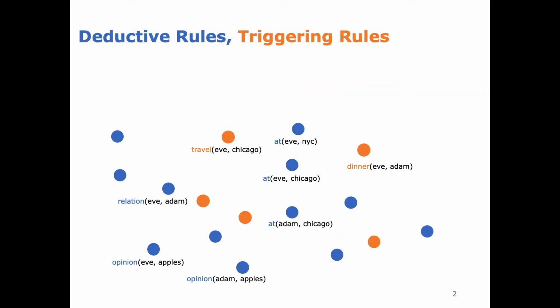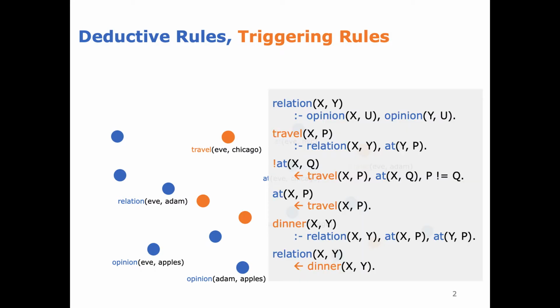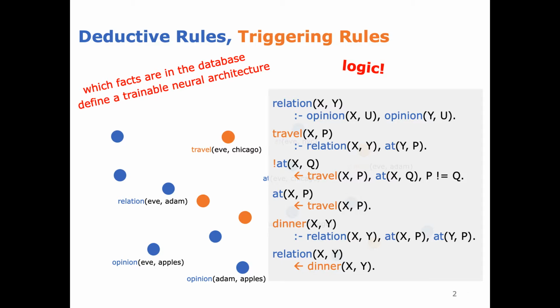Then what's your job? Your job is to write down some Datalog rules that say what can affect what. It is sort of like writing down dependencies in a graphical model. The rules are logic. They only control which facts are in the database. We use them to define a trainable neural architecture that computes embeddings of the facts, and as we will see, probabilities of the events.